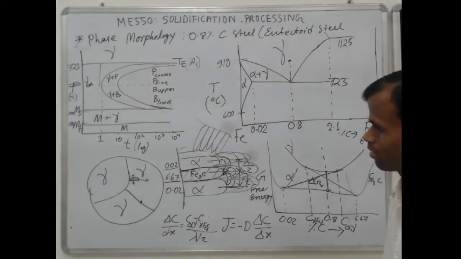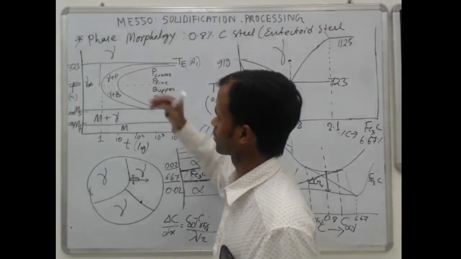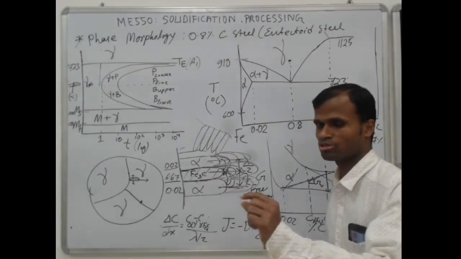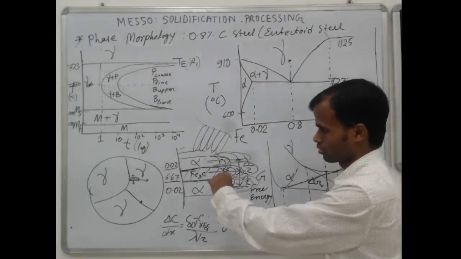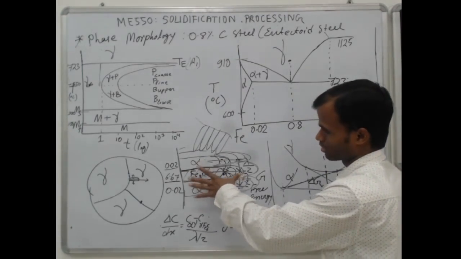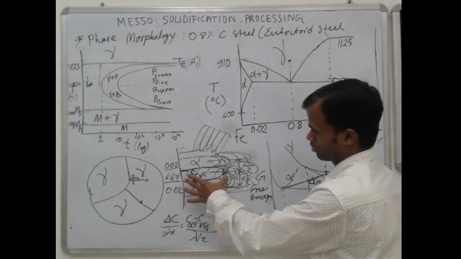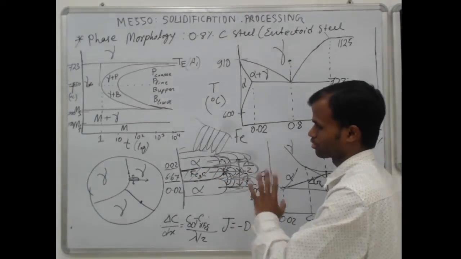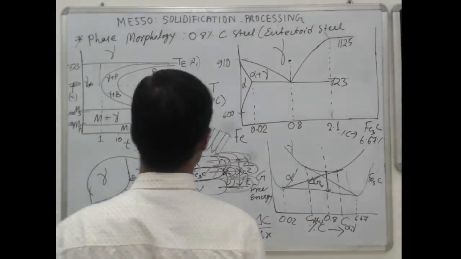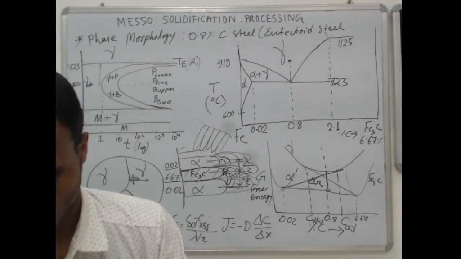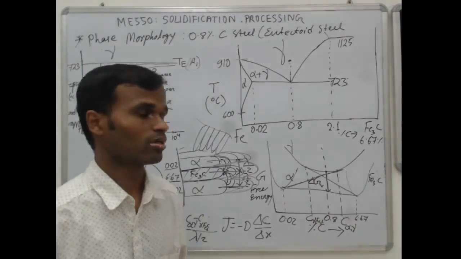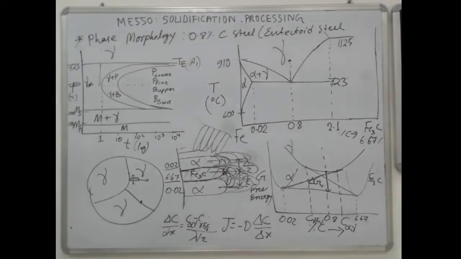If you have higher undercooling, then diffusion can occur, but diffusion decreases with time. So the plates become thinner in size, and the length will not be so long and continuous. Sometimes it will be broken. This is how the growth happens.